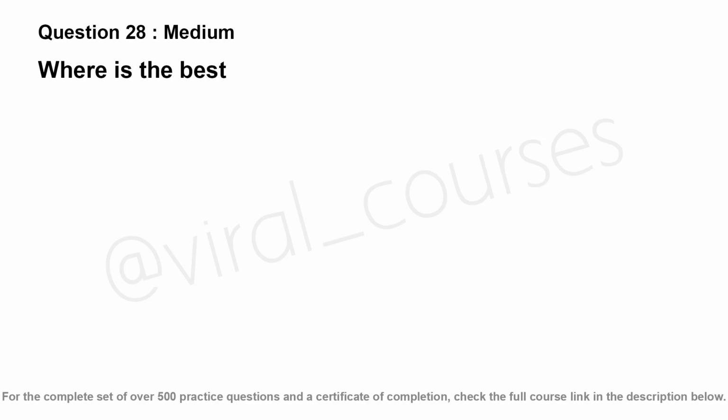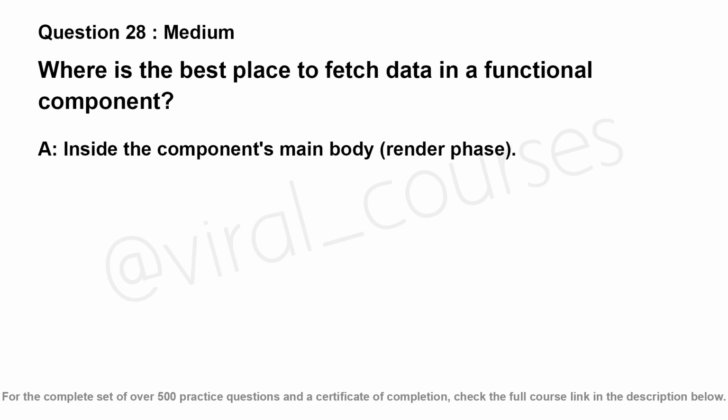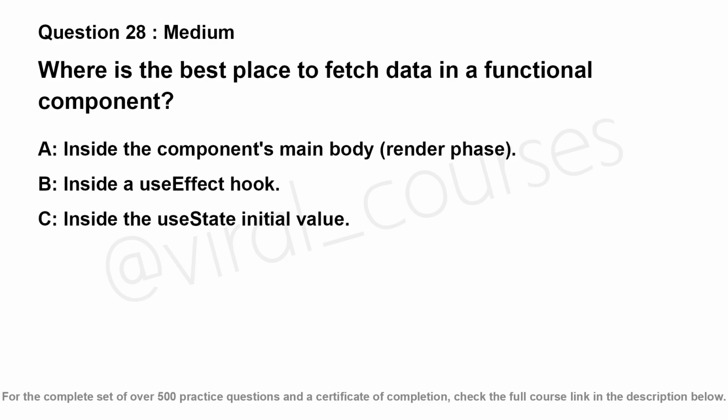Where is the best place to fetch data in a functional component? Option A. Inside the component's main body. Render phase. Option B. Inside a useEffect hook. Option C. Inside the useState initial value. Option D. In the index HTML file.